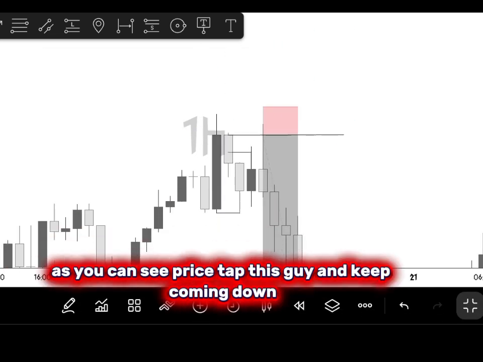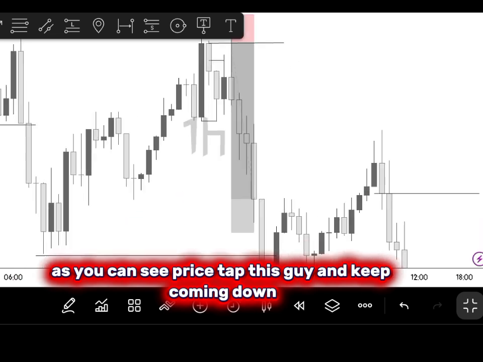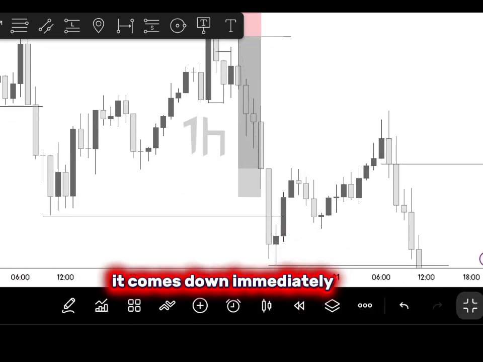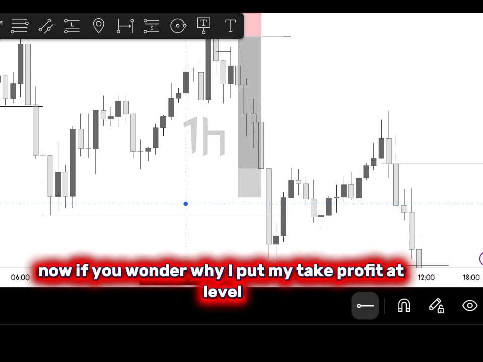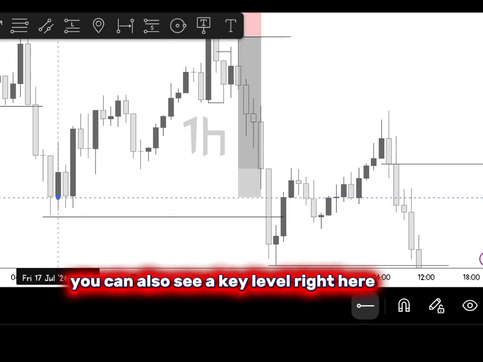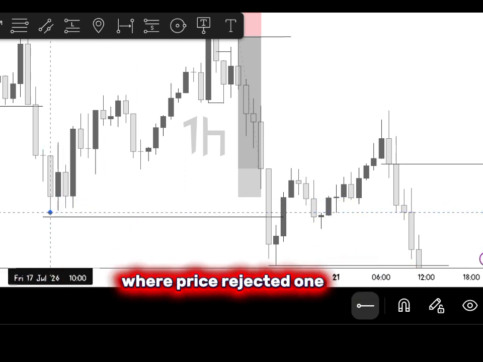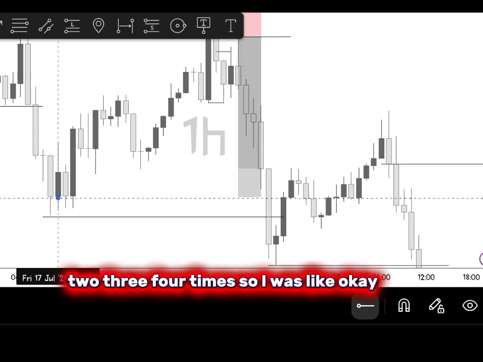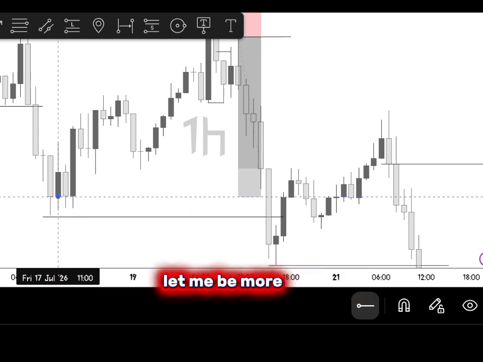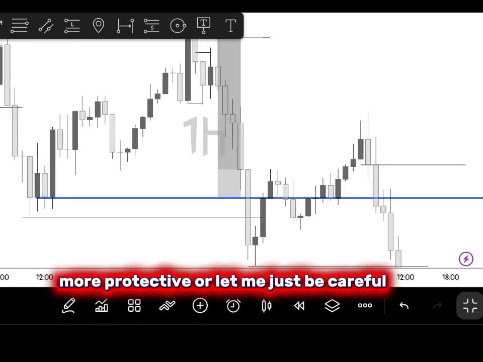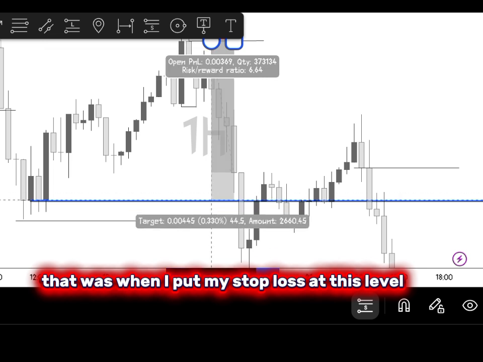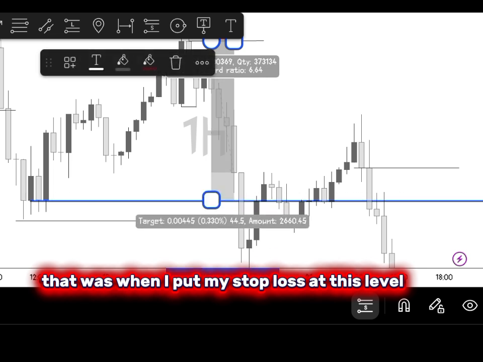As you can see, price tapped this level and it kept coming down. It comes down immediately. Now if you wonder why I put my take profit at the level, you can also see a key level right here where price rejected 1, 2, 3, 4 times. So I was like, okay, let me be more protective, or let me just be careful. That was where I put my stop loss at this level right here.